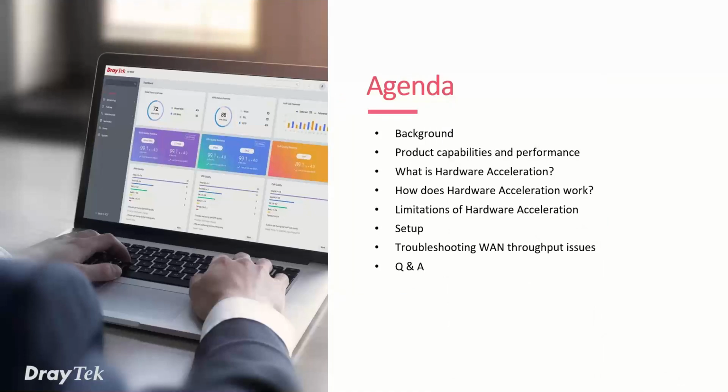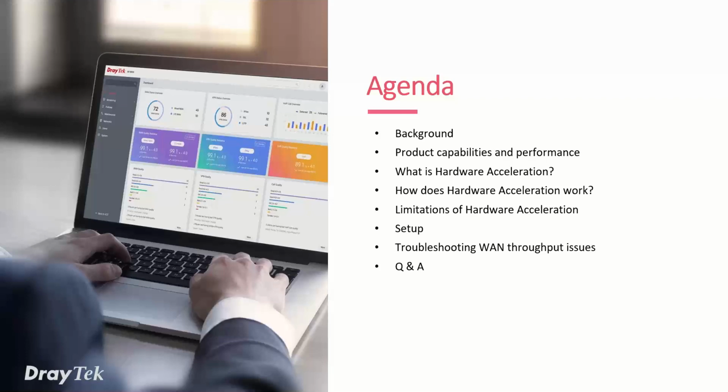So we're going to cover a number of aspects of hardware acceleration. Alex is going to give a little bit of background to the type of speeds that are available out there. We're then going to summarise the different capabilities and performance of our different range of products. Obviously, we have our SOHO routers, we have our business class routers, and we have our firewalls. They've all got different capabilities. So we'll start with just summarising that so everybody kind of knows where each product fits.